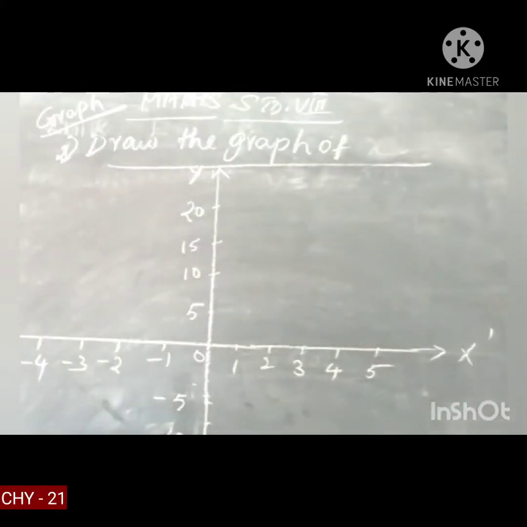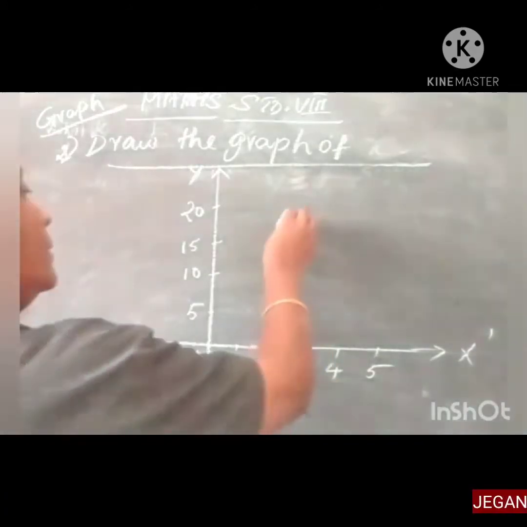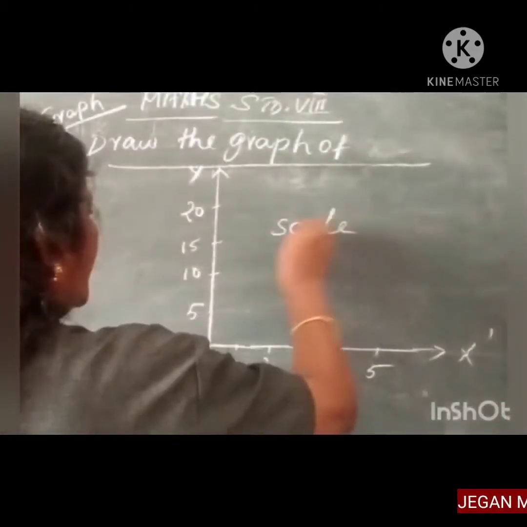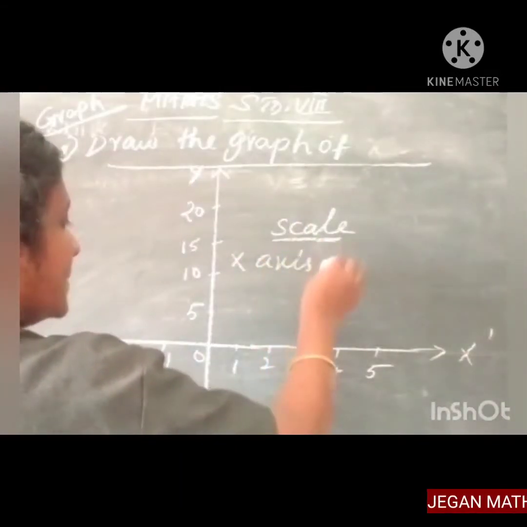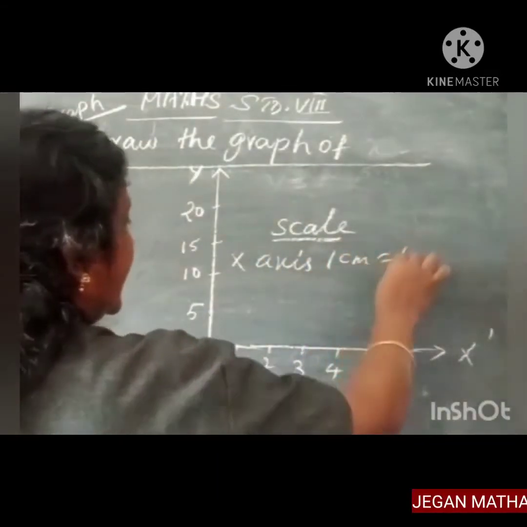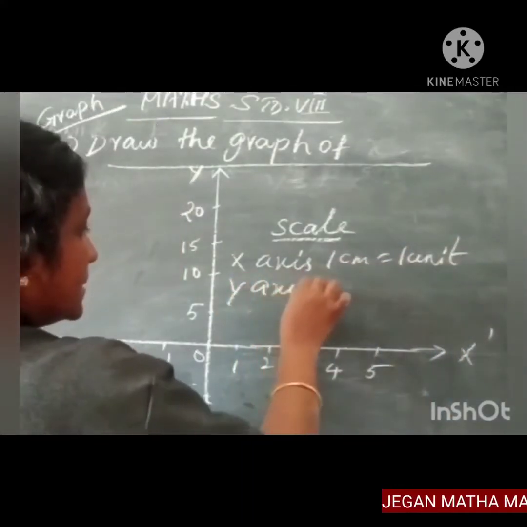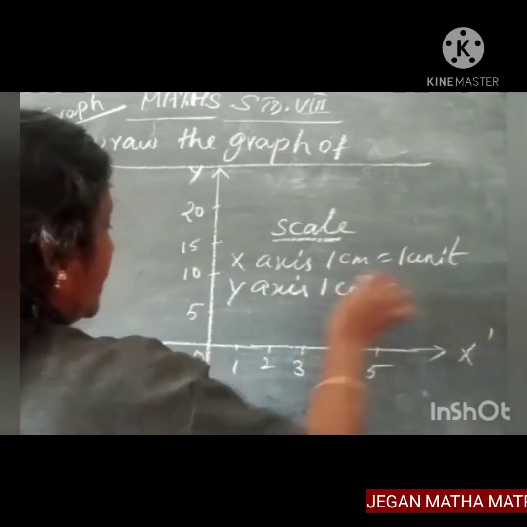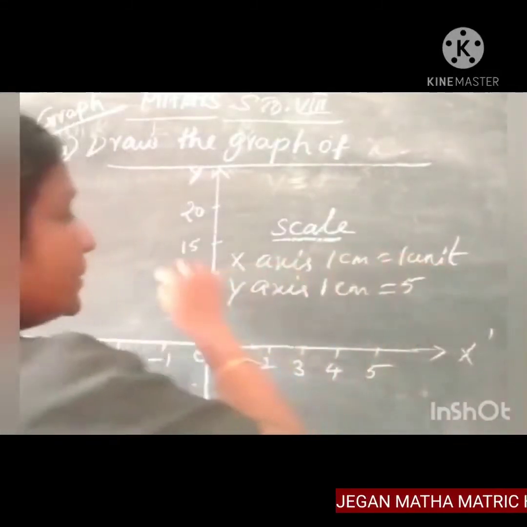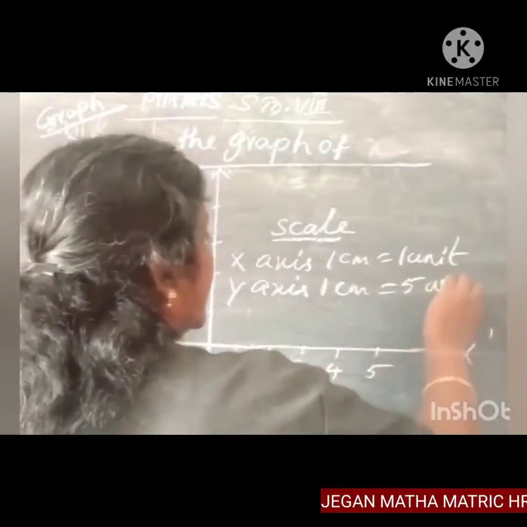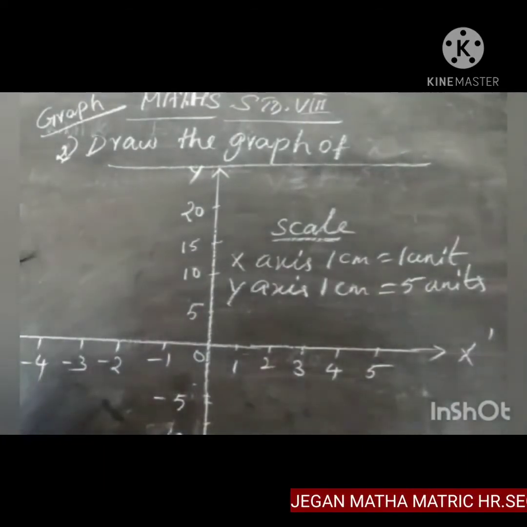So now, before marking the points, you have to write the scale on the top of the sheet. For the x-axis, I am selecting 1 centimeter equal to 1 unit. For the y-axis, 1 centimeter equal to 5 units. I am giving 5 values, so 5 units. Like this you have to write. After that only you can mark the points.